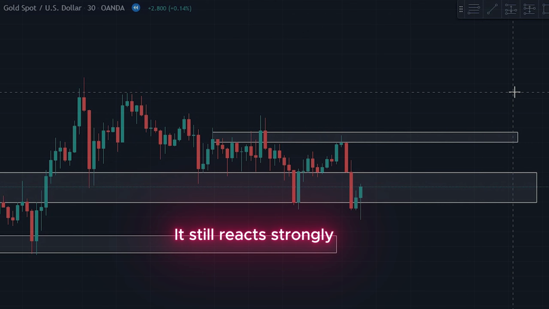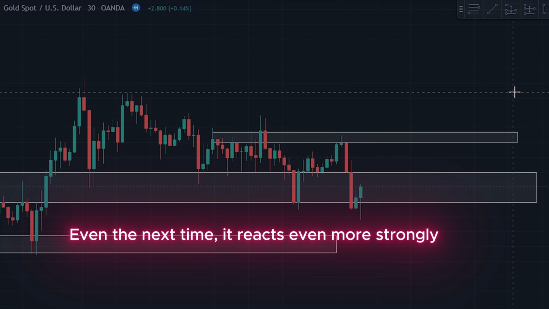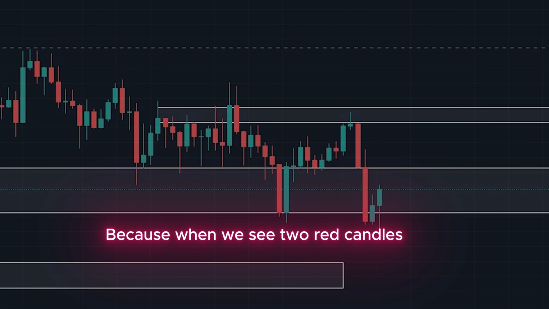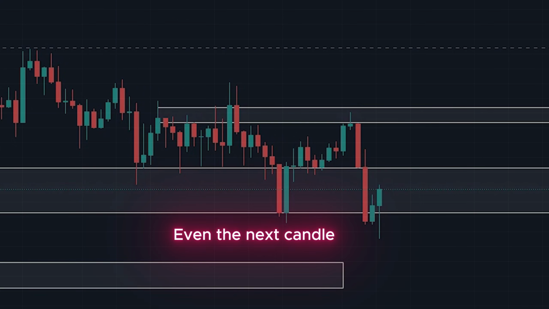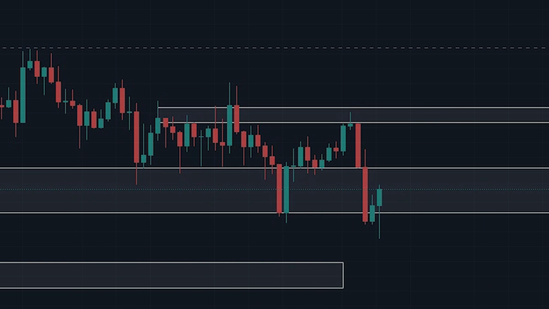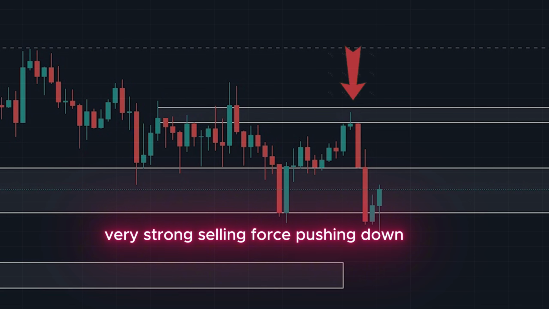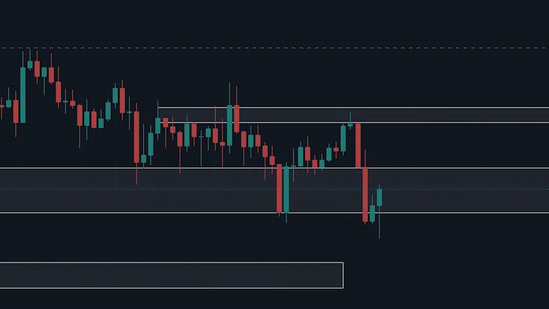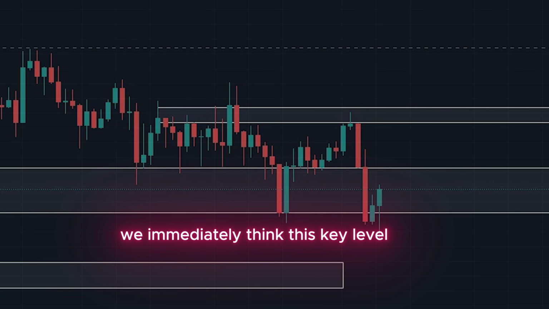It still reacts strongly. Even the next time, it reacts even more strongly, stronger than the previous time. Why? Because when we see two red candles as large as these, even the next candle has a longer body than the previous candle. This shows that there is a very strong selling force pushing down. And when we see two large red candles like this, we immediately think this key level won't be strong enough to hold the price.